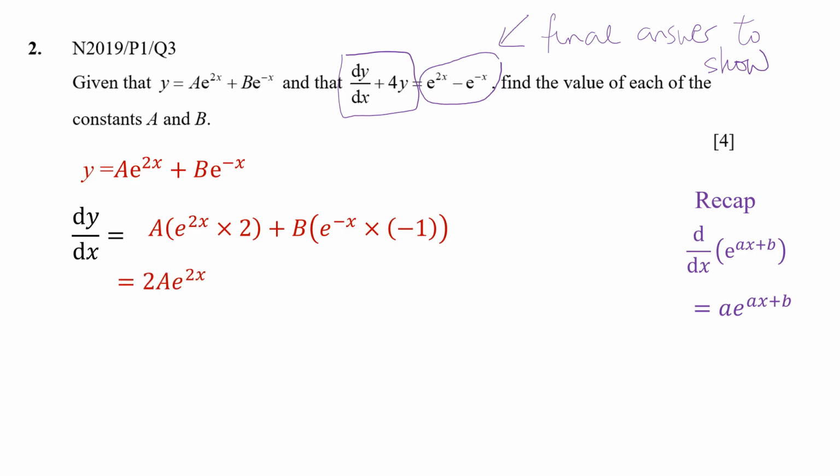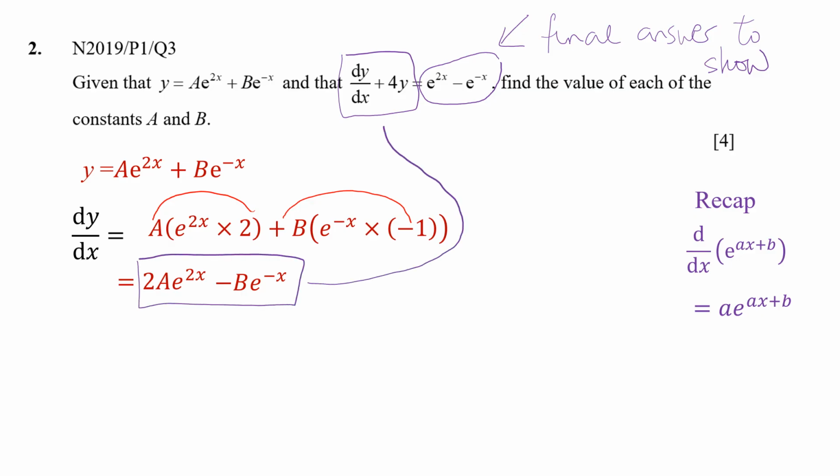So how do we simplify it? Basically you just bring the 2 to the front. So 2 times a will give you 2a. And this one here, the positive times the negative will give you negative. So this is what I mean by you have to be careful. The next step is I'm just going to substitute all this into here.